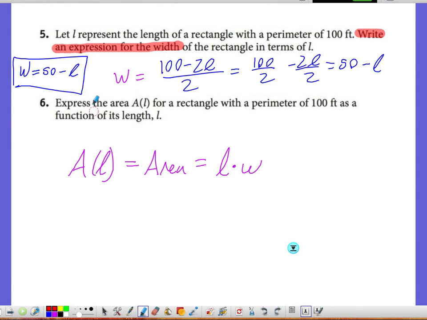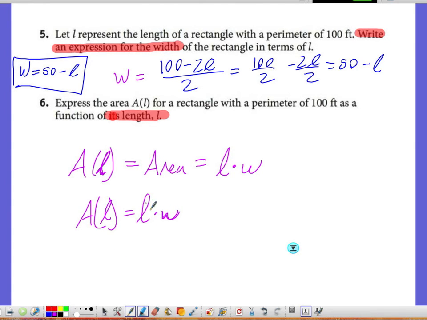Now, it says to express the area A of L for a rectangle with a perimeter of 100 feet as a function of its length. What does that mean? Function of its length? That's basically telling me that my input, my independent variable, is going to be L. So can we go ahead and just write this instead? L times W?